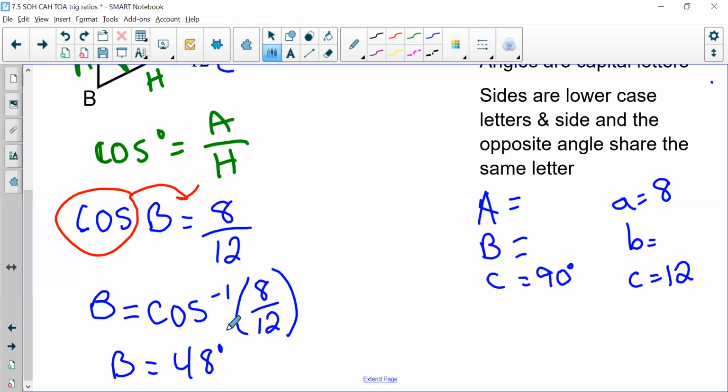Questions on how we found angle B? Okay. Now I'm missing angle A and I'm missing side B. Does anybody have a suggestion on the fastest way to find angle A? Because we know angle B and C, and we know that the triangle has to add up to 180, then you just add them together and see how much you're missing.